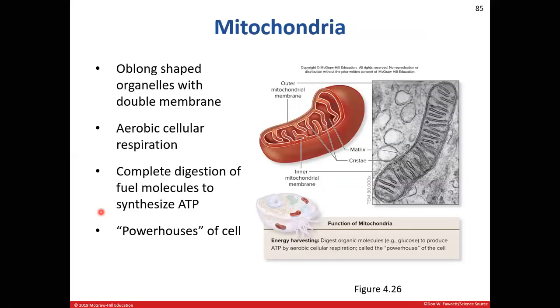So if we look at our mitochondria, now the mitochondria are also membranous structures. However, these are a little bit more oblong-shaped organelles, and they do have a double membrane. The mitochondria is really the site of cellular aerobic respiration, and so it basically provides us with a lot of energy, which is also why it's called the powerhouse of the cell. We have the complete digestion of our fuel molecules, and this allows us to synthesize ATP, and therefore the powerhouse pseudonym.